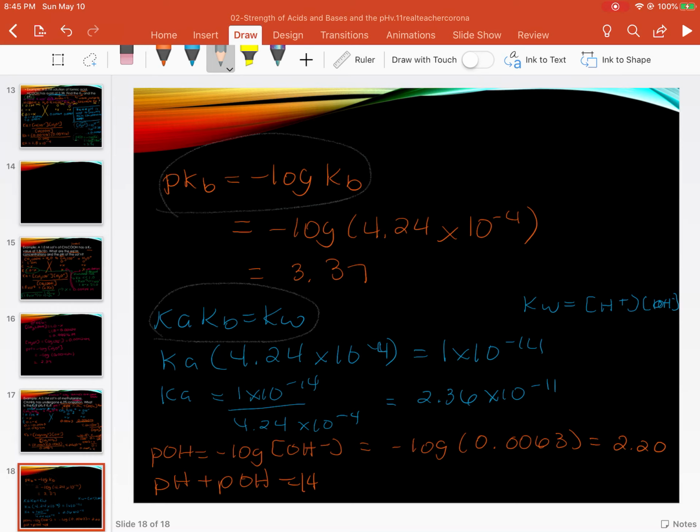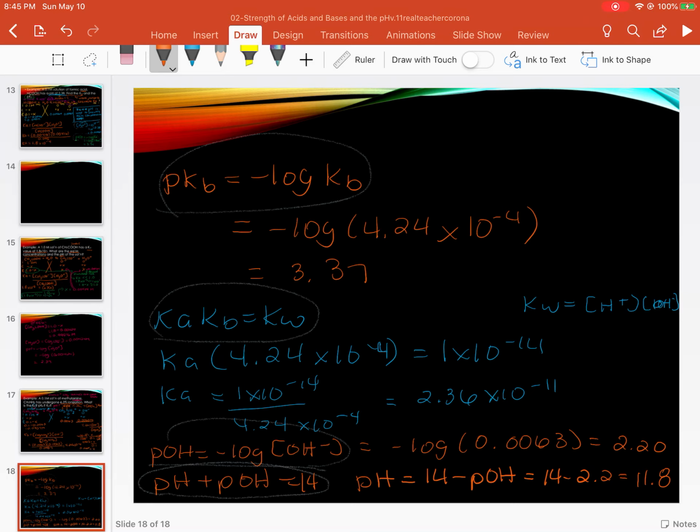So again, if you are a formula kind of person, this one is a common one too. So pH is going to be 14 minus pOH. So 14 minus 2.2 is 11.8, which makes much more sense for a base. But again, not too basic, not super close to 14, just a little bit above 7.